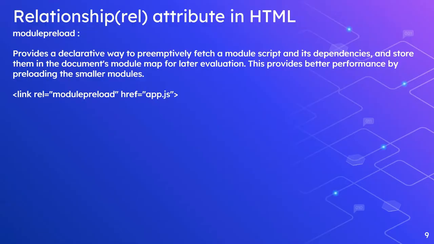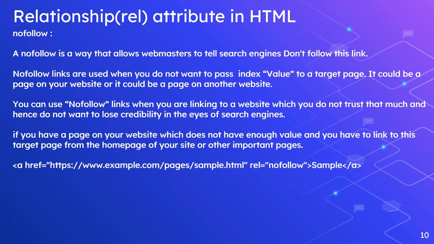Let's now move to the next one. The next one is nofollow. Nofollow is a way that allows webmasters to tell search engines, don't follow this link. You can have multiple links in your website, and by default all the links are follow links, do follow. You can explicitly specify some links as nofollow links. Nofollow links are used when you do not want to pass index value to a target page.